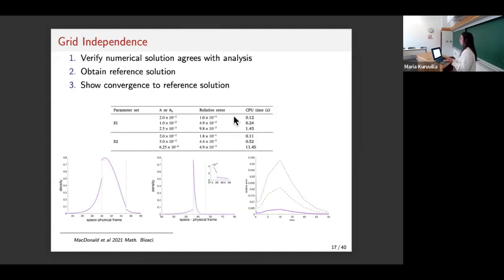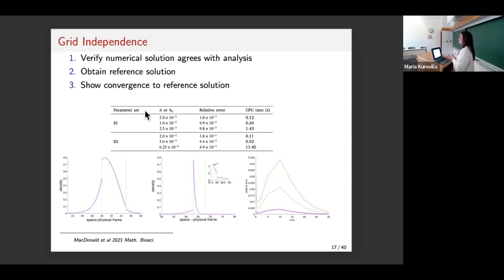So to validate it, we can do a grid independent study. In this case, what you do first is make sure that it can actually capture all of the analytical results that you have. Do you see persistence when you expect persistence? Do you see extinction when you expect extinction? Also, are the profiles like they should be? I have those 4 distinct profiles, and I know exactly what they should look like. Can my finite difference model capture that? Yes, good.